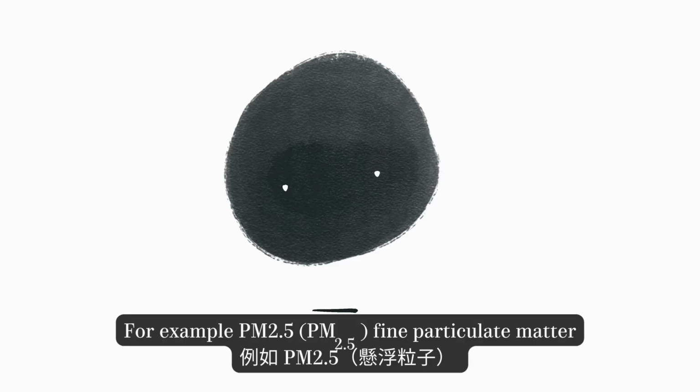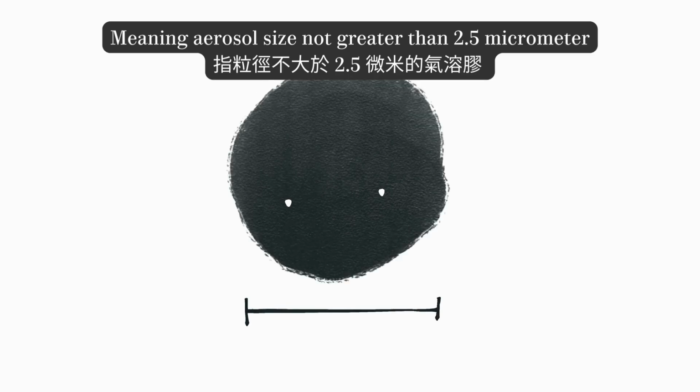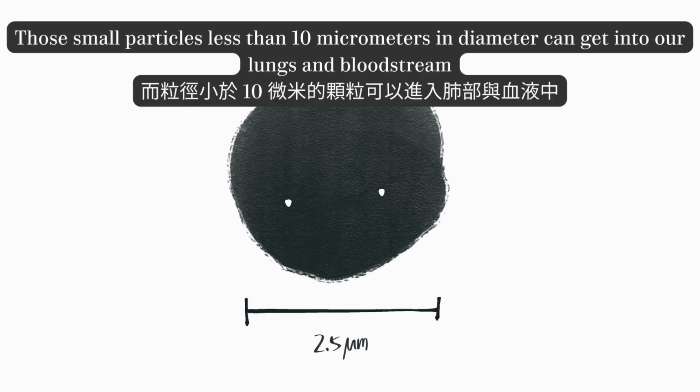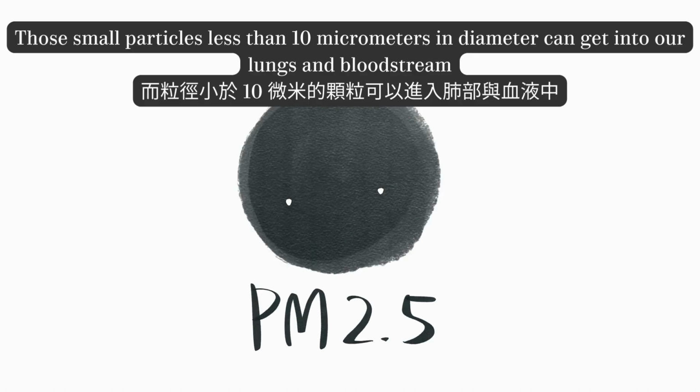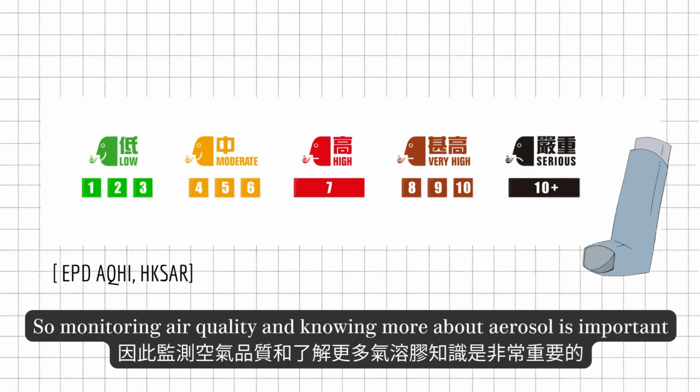For example, PM2.5 is fine particulate matter, meaning aerosol size not greater than 2.5 micrometer. Those small particles, less than 10 micrometers in diameter, can get into our lungs and bloodstream. Exposure to such particles will lead to health risk, so monitoring air quality and knowing more about aerosol is important.